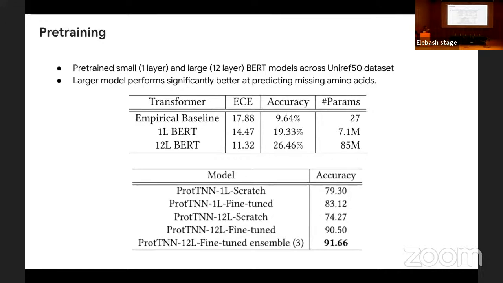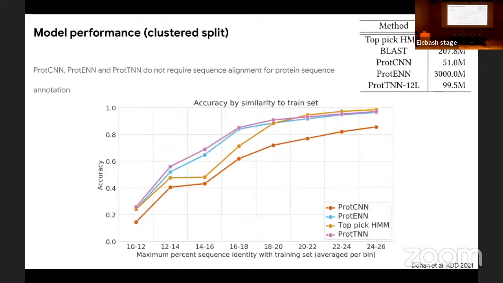There are a reasonably large number of parameters in these models. However, what's surprising to me is that there are actually even more parameters in the set of HMMs that makes up Pfam. There's something like 194 million parameters in those HMMs, whereas our 12-layer transformer only has 99.5 million parameters, which is at least a smaller number. So anyway, it does a bit better.